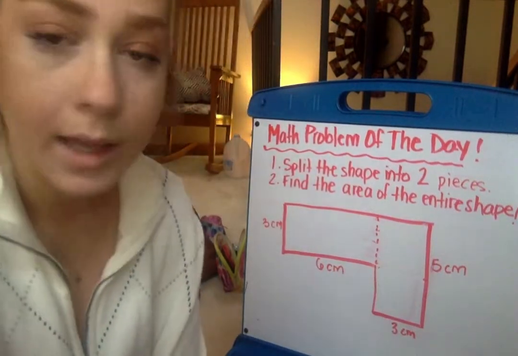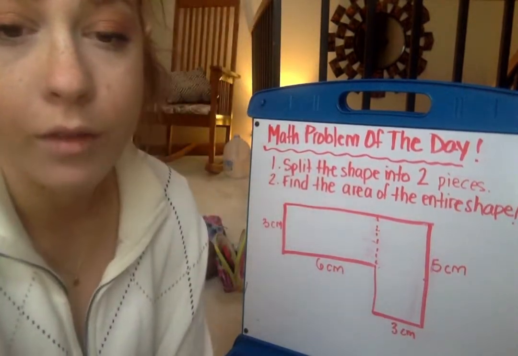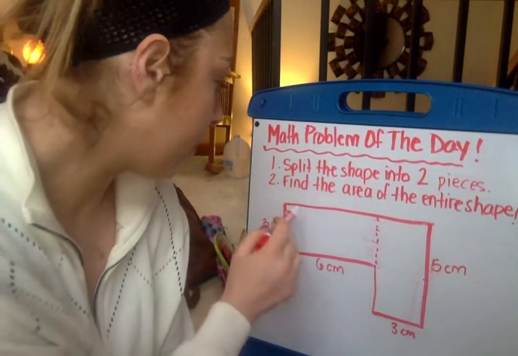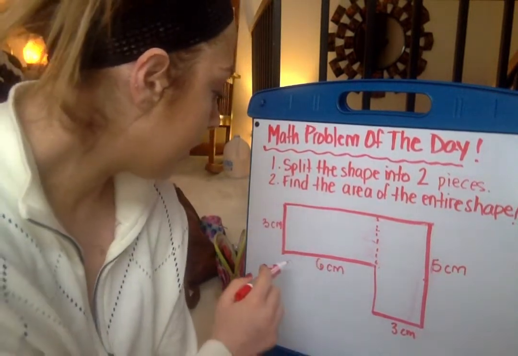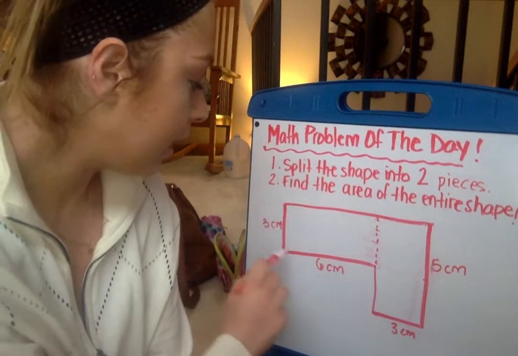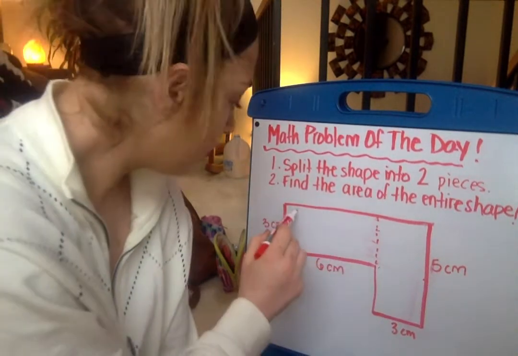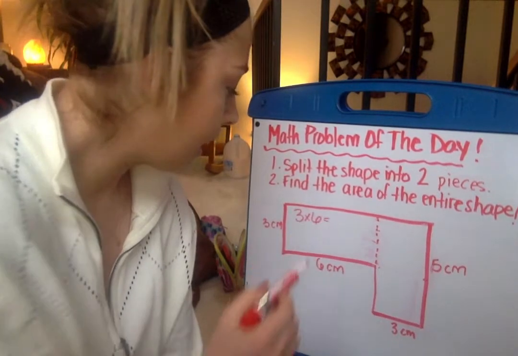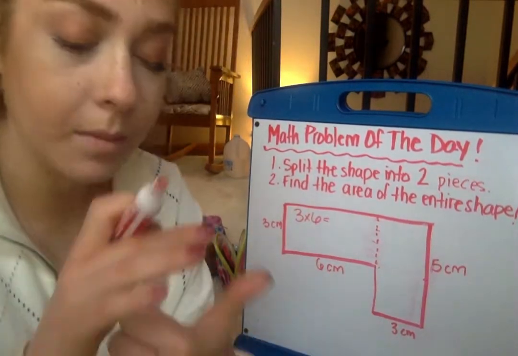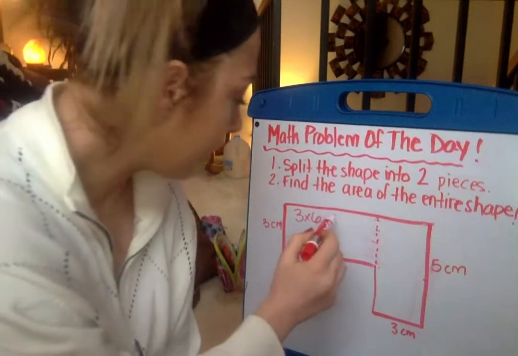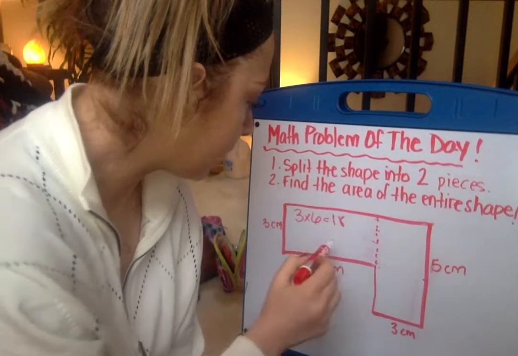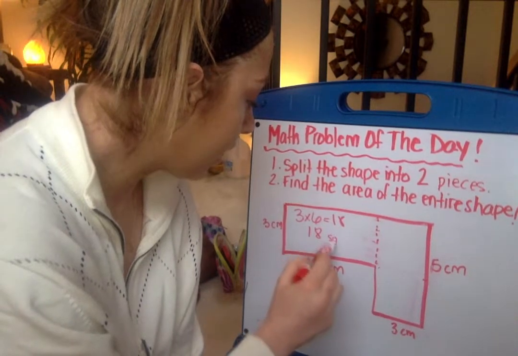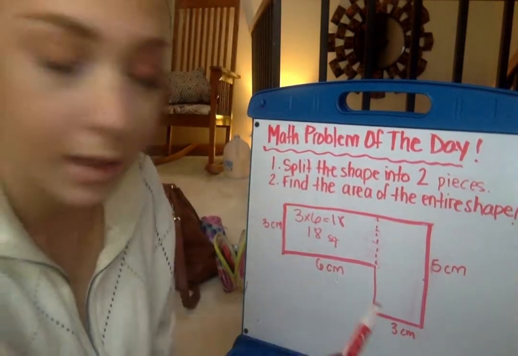And we're going to do exactly what we did yesterday and find the area of both shapes and then add them together to find the complete area. So if I'm looking at this rectangle first, I'm going to notice that my length is 3 and my width is 6. So I'm going to multiply 3 times 6. And if you skip count by 6's 3 times, 6, 12, 18, you'll know that the answer to that is 18. So my area of this shape is 18 square, and if you notice my units today are centimeters, so square centimeters.